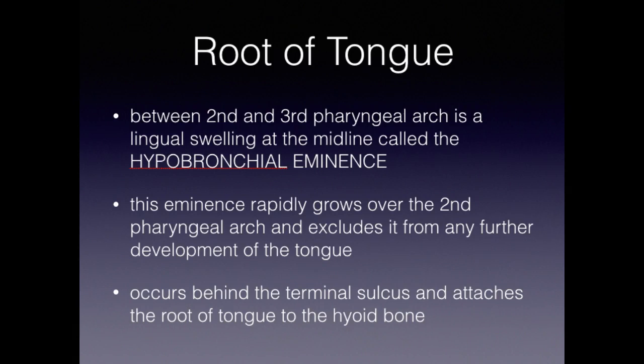All this is going on behind that where the root and the body fuse together, which is called the terminal sulcus. And this is all happening behind that last row of papillae called the circumvallate papillae at the very back of the tongue that have formed. And the base of the tongue is actually attached to the hyoid bone. So it's firmly attached in the neck area.